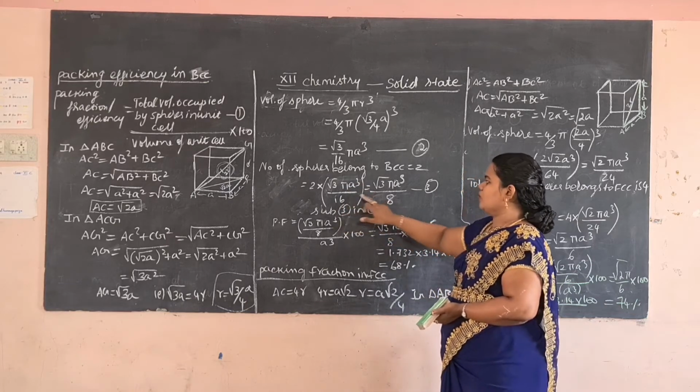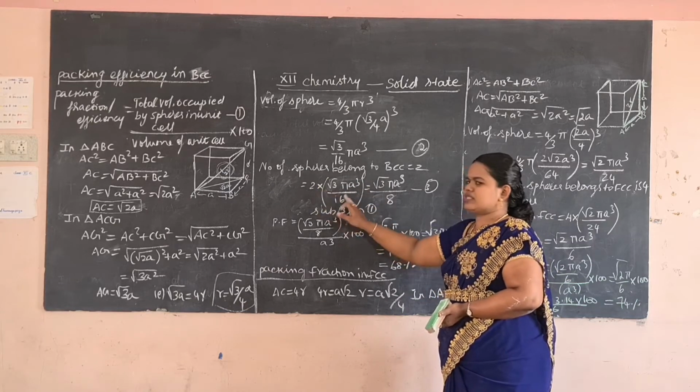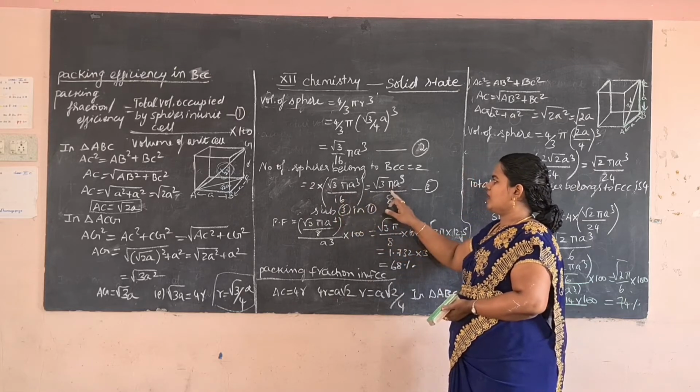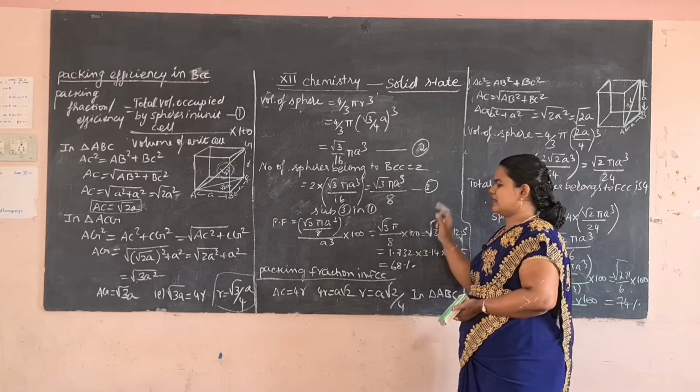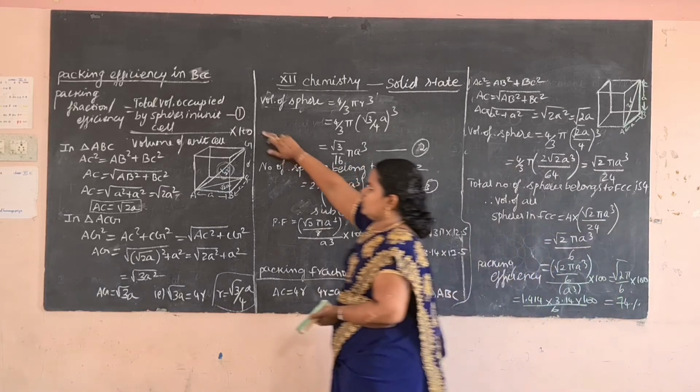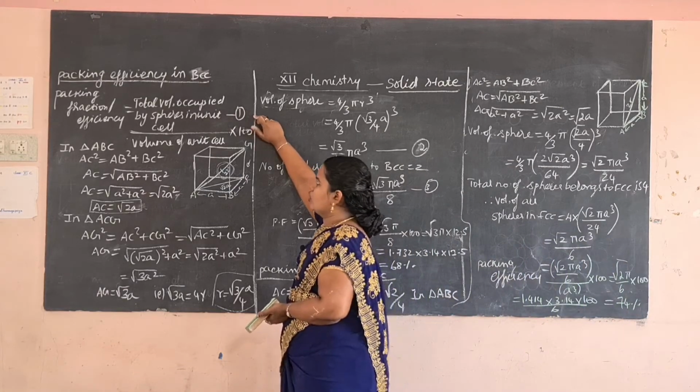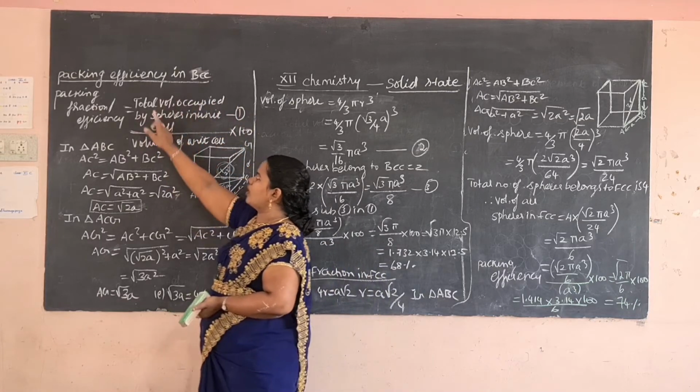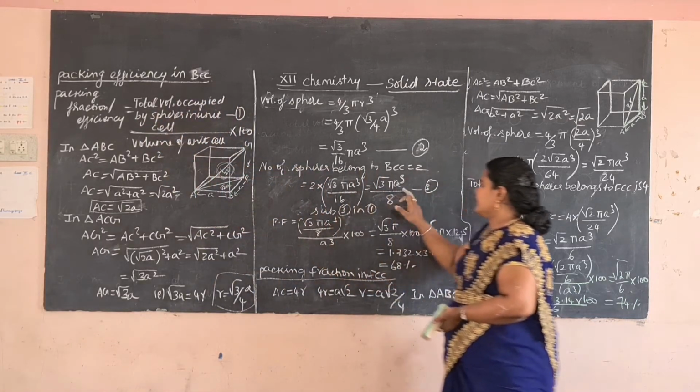So it will be equal to, here 2 divided by 16 it will be 8. So root 3 pi a cube by 8, that is the third equation. Now substitute 3 in this equation. So we have calculated the total volume occupied by spheres in the unit cell.